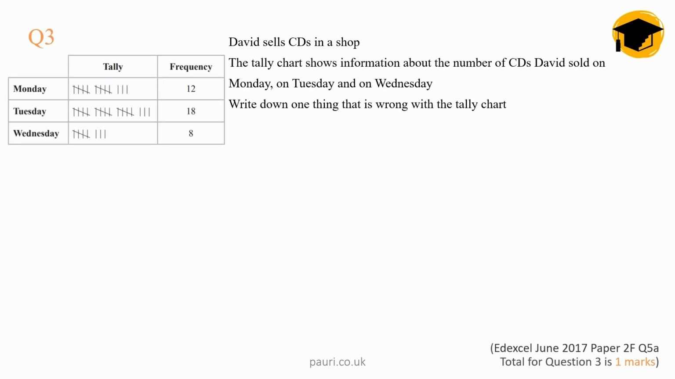1 mark. David sells CDs in a shop. The tally chart shows information about the number of CDs David sold on Monday, on Tuesday and on Wednesday. Write down one thing that is wrong with the tally chart. So let's check it out. So Monday, 5, 10 plus 3 is 13. So we know straight away that's wrong. This should be 13. And this was an exam paper question. Straight away we would get our full mark just from that. But let's carry on going and see if there's anything else. Tuesday, 5, 10, 15 plus 3 is 18. That's fine. 5 plus 3 is 8. The rest is fine. So the issue that we have is with Monday.